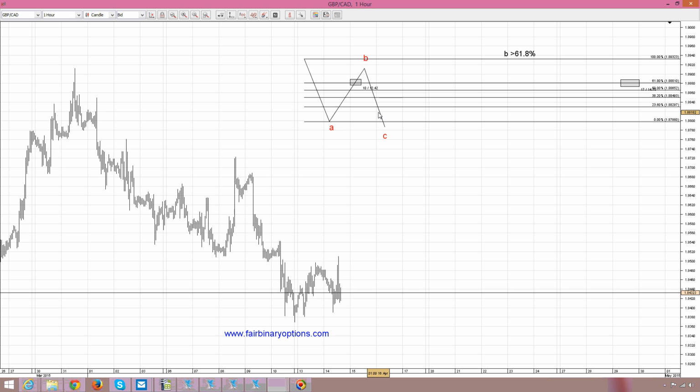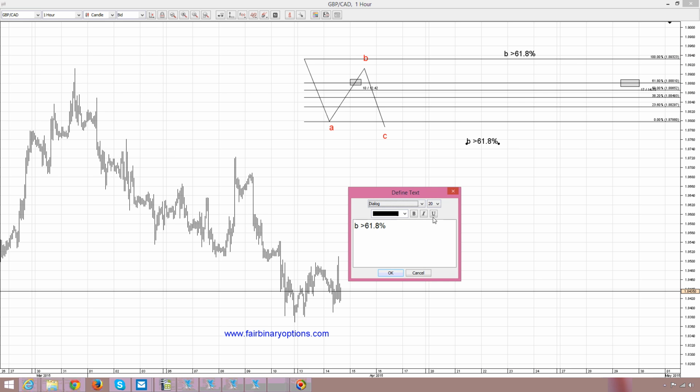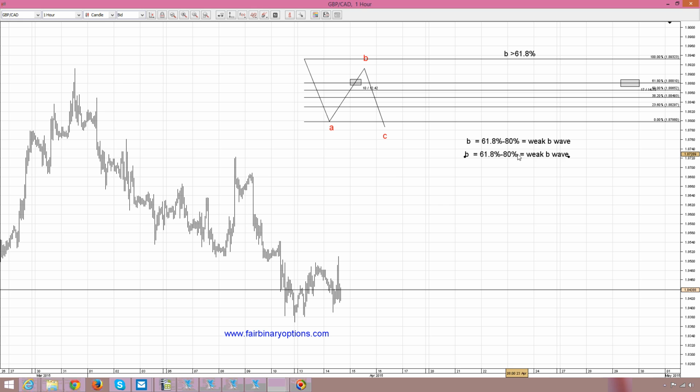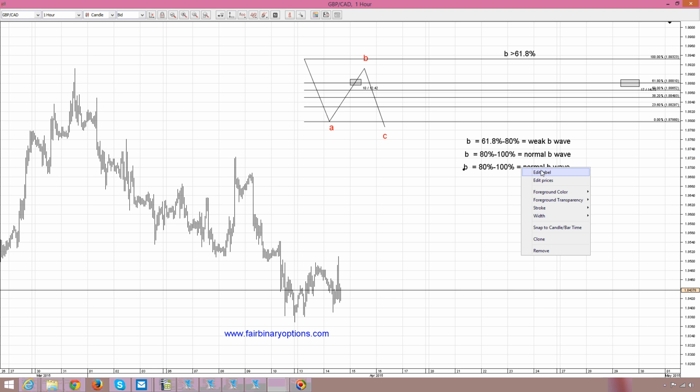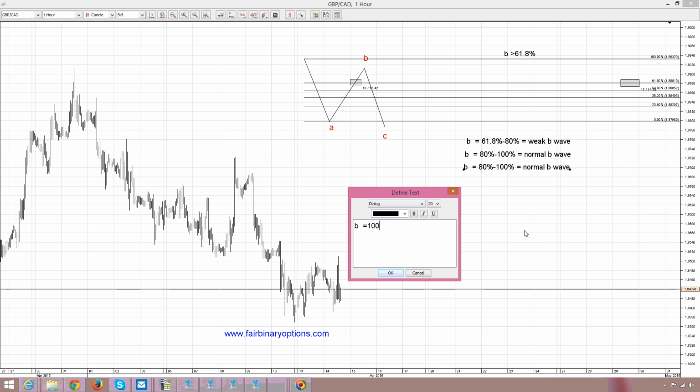From this moment on, the flat divides into different categories based on the retracement level. We have different types of flats depending on how much the B wave retraces. Between 61.8 and 80%, it is called a flat with a weak B wave. Moving over, if the B wave is retracing between 80% and 100, it is called a flat with a normal B wave. And if the B wave is retracing between 100 and 123.6, it is called a flat with a strong B wave.